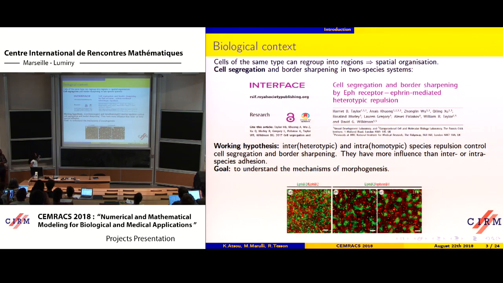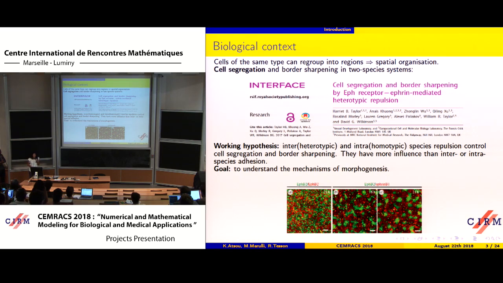So we start with the biological context. We are talking about cell segregation and border sharpening in a two-species system. When we talk about cell segregation, we are talking about the organization of biological tissue, in particular in morphogenesis and tissue growth. We notice that cells of the same type can regroup into regions, which means that they can create patterns, a sort of spatial organization.